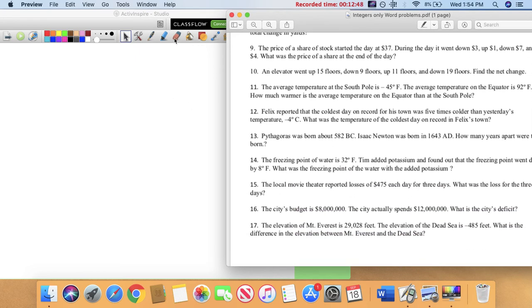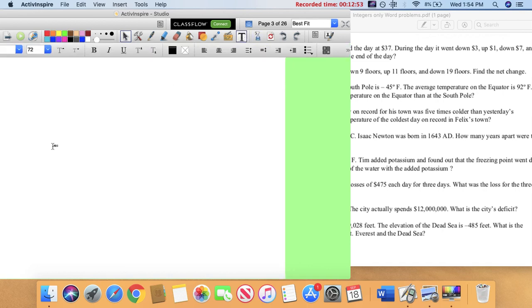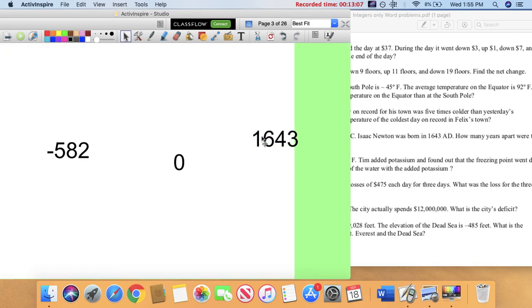13, Pythagoras was born in the year 582. And again, 582 AD can be expressed this way. So that's a long time ago. And then this is year 0. And then who else? Newton was born in 1643. Let me put this to the right of 0, right? Because that's positive. That says AD.